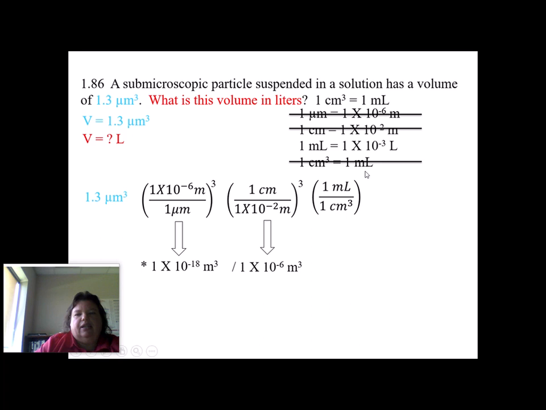Okay. And the last one that I have left is milliliters to liters. Does the milliliters go on the top or the bottom? The bottom, because I want milliliters to cancel. So then 1 times 10 to the minus 3.